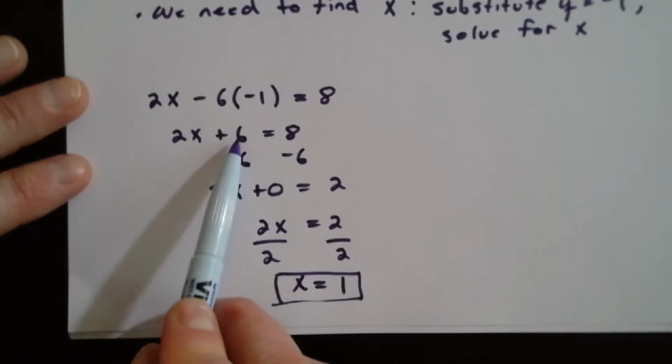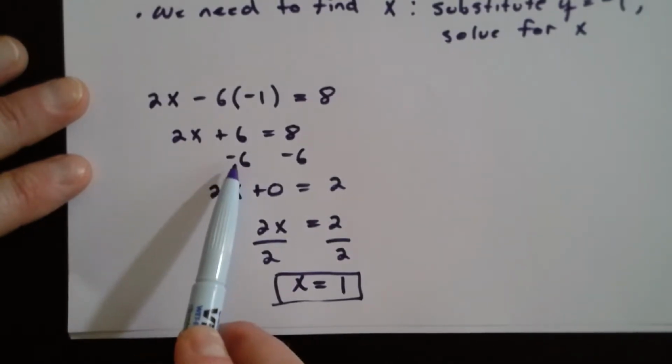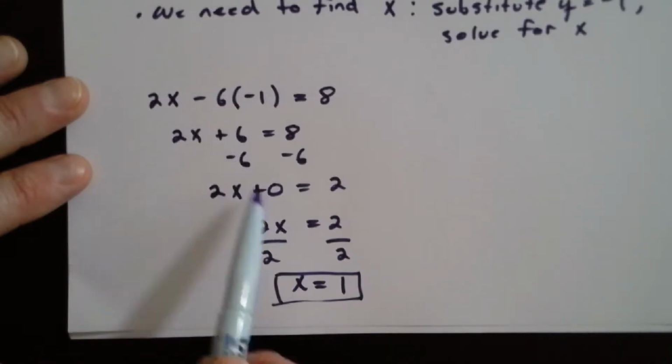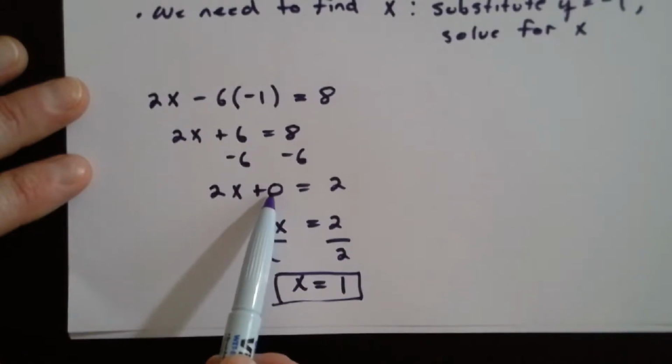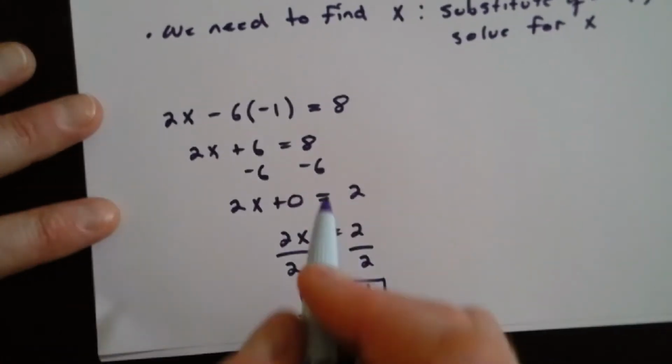Which property is being used here? The 6 minus the 6? Which property? That gives us 0? The additive identity property?